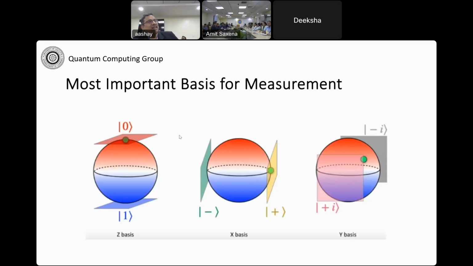And this is again used very well in quantum cryptography, where we try to hide the quantum information by randomly changing the basis of measurement.